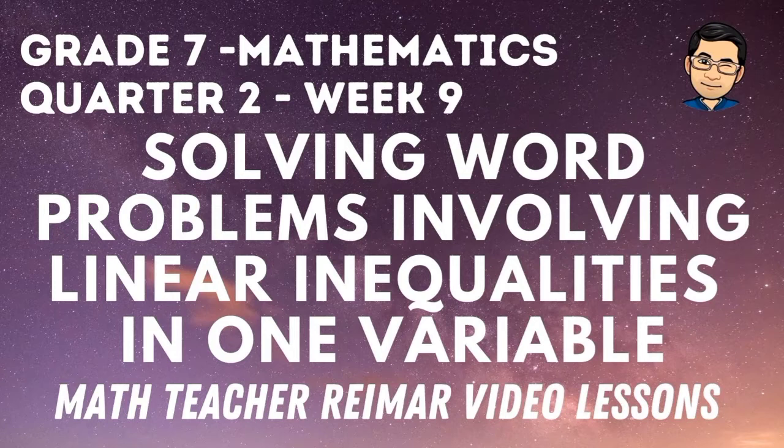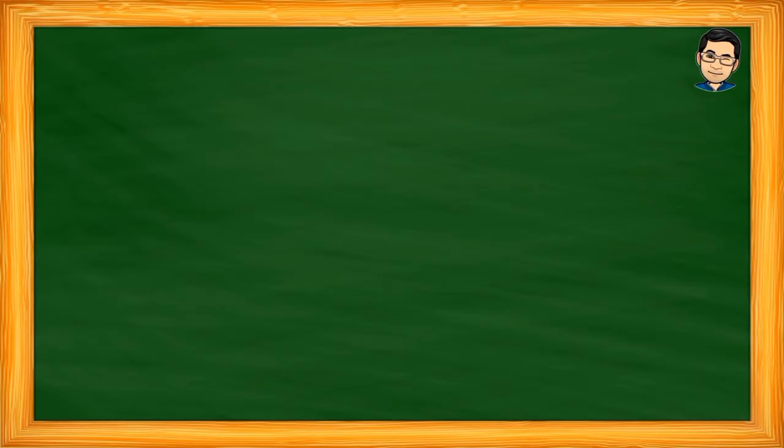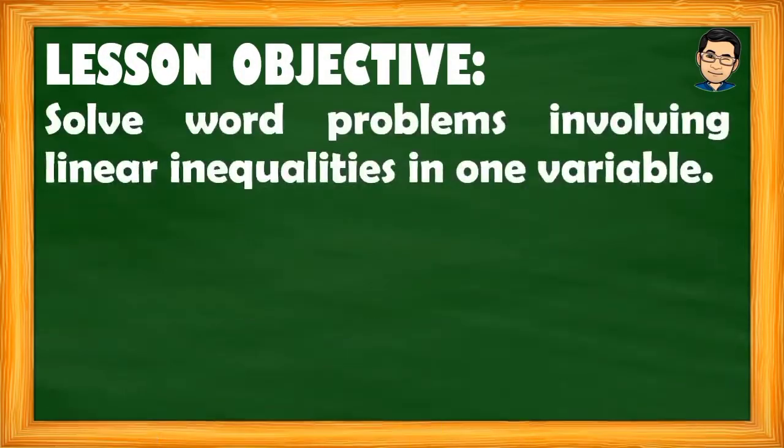So we are now down to our last video lesson for grade 7 mathematics quarter 2. For this video lesson, we will be discussing how to solve word problems involving linear inequalities in one variable. In the previous video lesson, I discussed the solution of linear inequalities in one variable algebraically and graphically. Now, we will talk about word problems. So let's start. For our lesson objective, we will solve word problems involving linear inequalities in one variable.